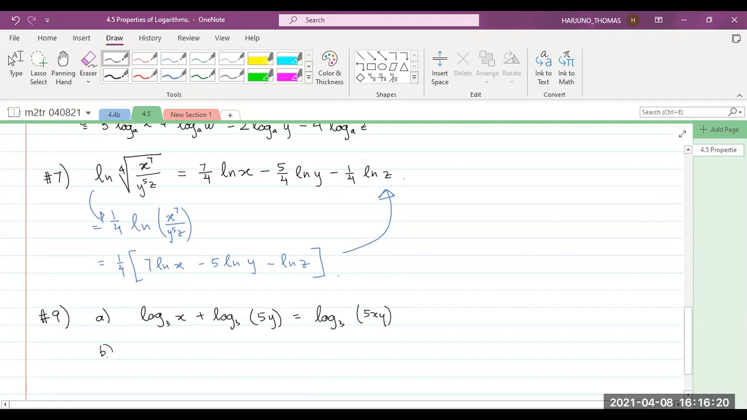Part B: log base 3 of 2z minus log base 3 of x. This is log base 3 of 2z over x.